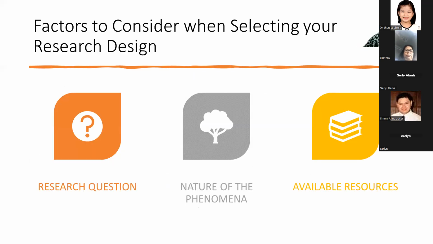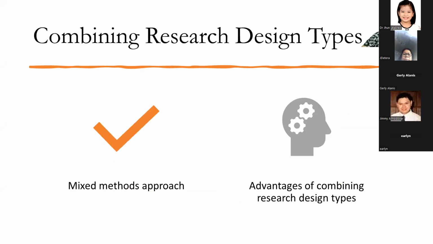So, factors to consider when selecting your research design. I already mentioned a lot of research designs. Now you ask yourself, which one fits? The research question, your research question. Is it lived experiences? Stories that you want to know? A case? The culture? Okay? The nature of the phenomena in question, and then your available resources. For example, is it near you? Is it far? Do you have the time, the luxury of time?